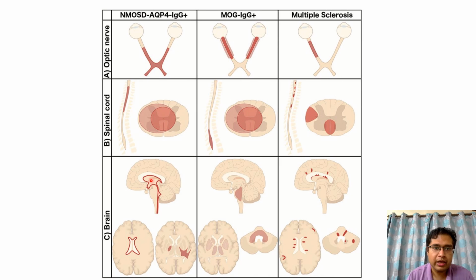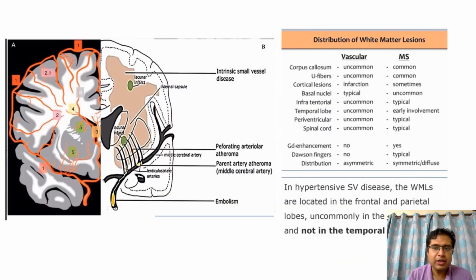Brain lesions in NMOSD is typically along the circumventricular organs in the periventricular region, while in MOGAD it is ADEM like picture where cerebellar peduncles, brainstem and deep gray nuclei are involved. In multiple sclerosis, the typical Dawson fingers perpendicular to the corpus callosum are seen, and it follows DIS and DIT criteria. Now, another important differential for multiple sclerosis that is very commonly seen in clinical practice is a vascular disorder.